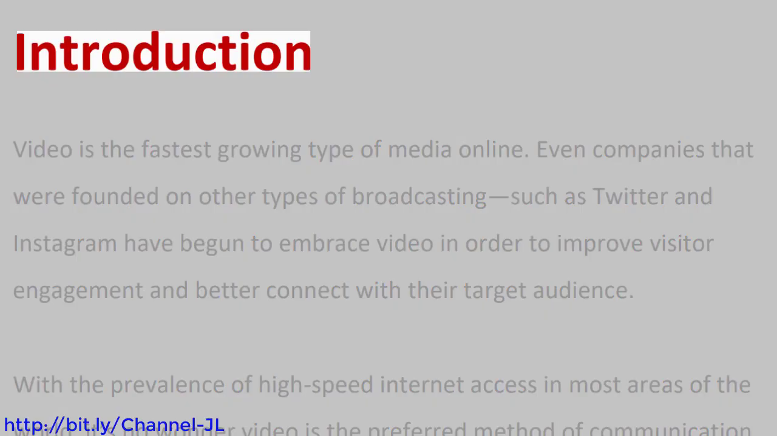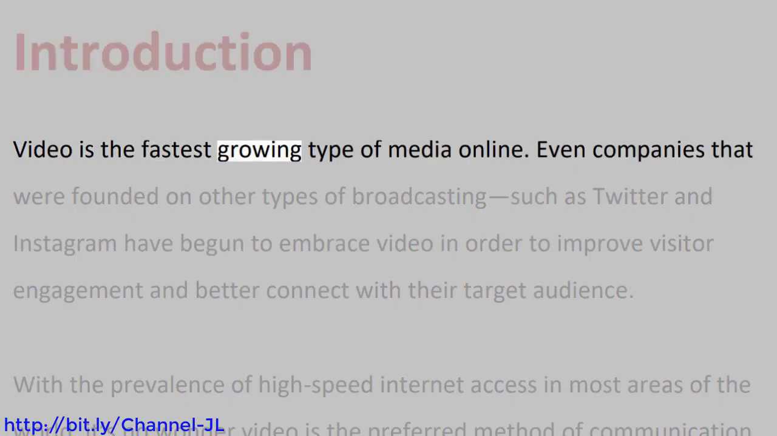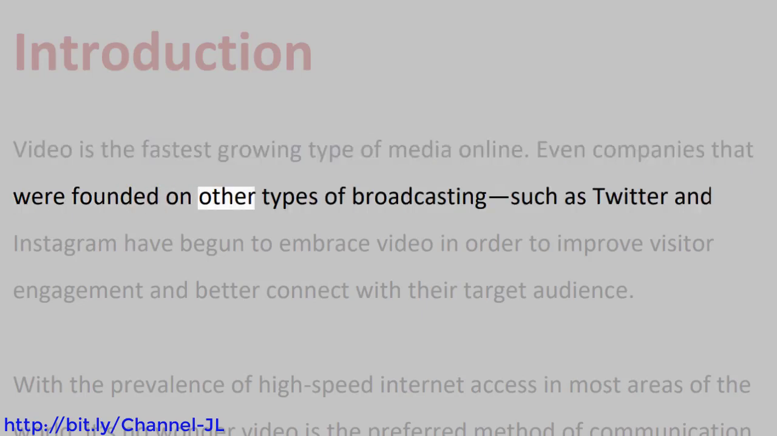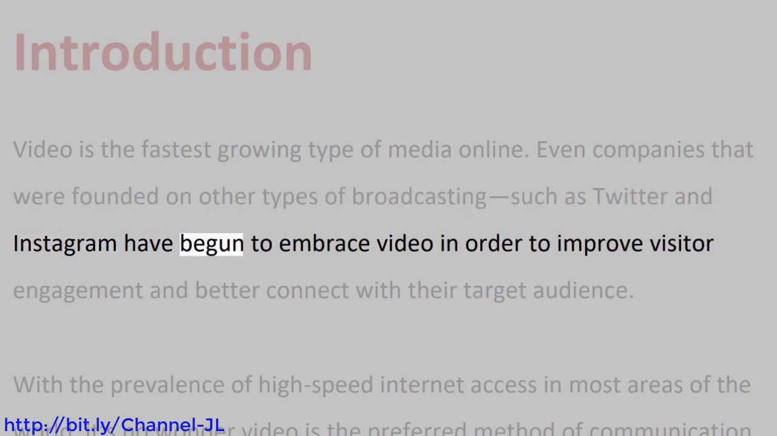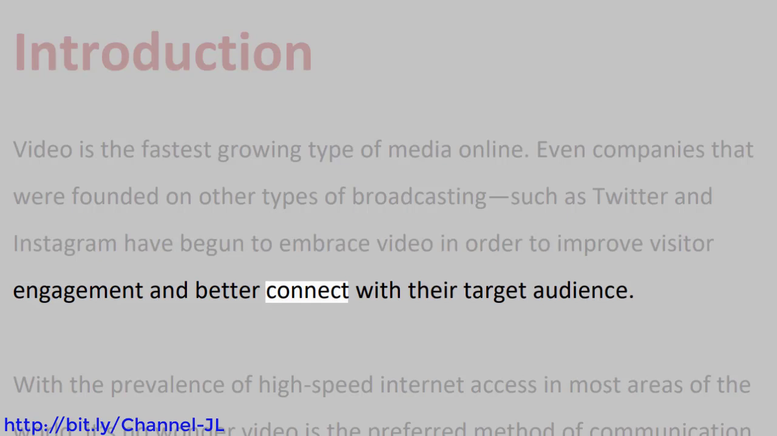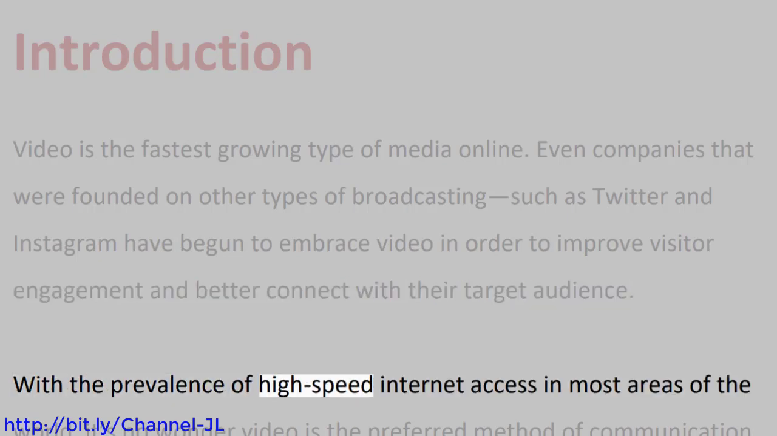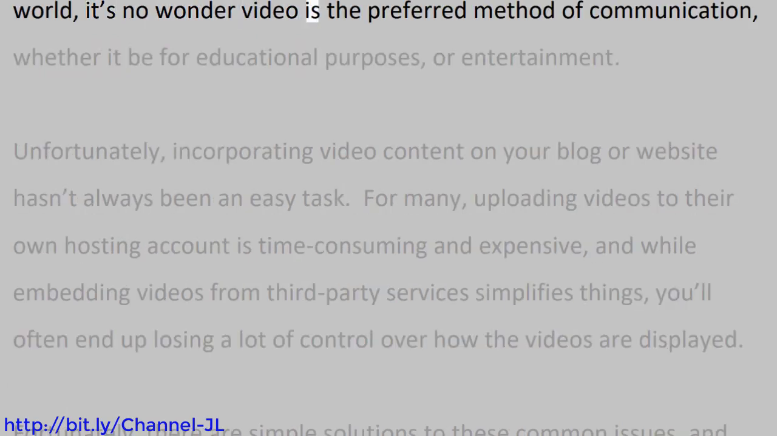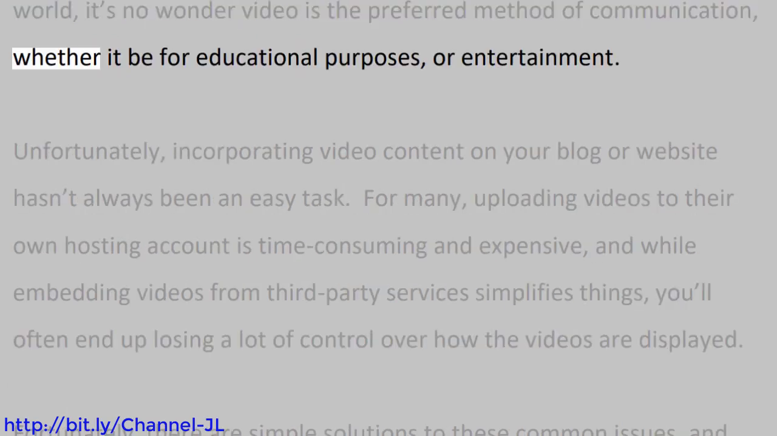Introduction. Video is the fastest growing type of media online. Even companies that were founded on other types of broadcasting, such as Twitter and Instagram, have begun to embrace video in order to improve visitor engagement and better connect with their target audience. With the prevalence of high-speed internet access in most areas of the world, it's no wonder video is the preferred method of communication, whether it be for educational purposes or entertainment.